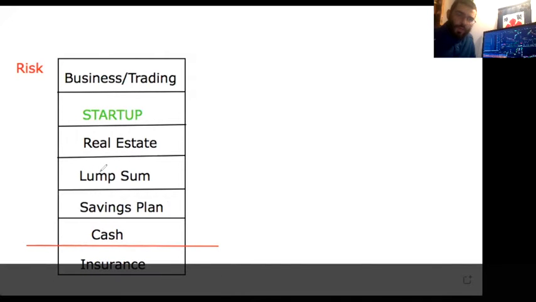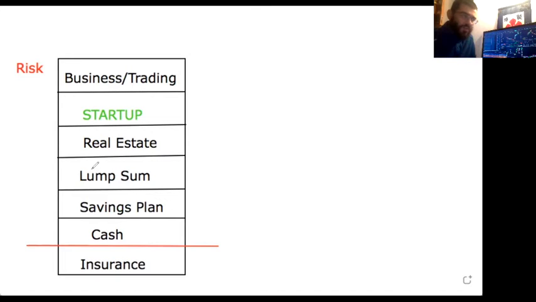Furthermore, we have lump sum investments where we take a single position, a large amount of money on a single instrument at a specific price at a specific time, and we do this because we believe that over time, the midterm to long term, that this asset will go up in value.